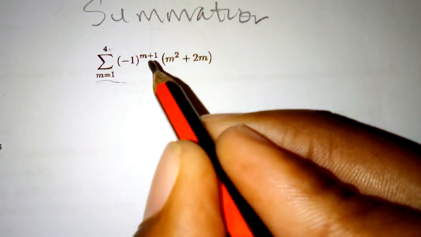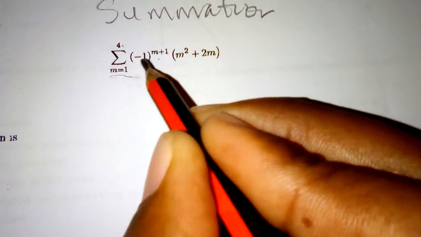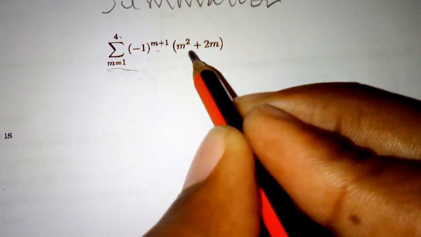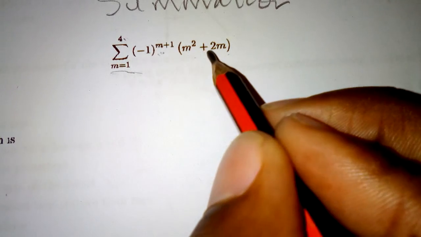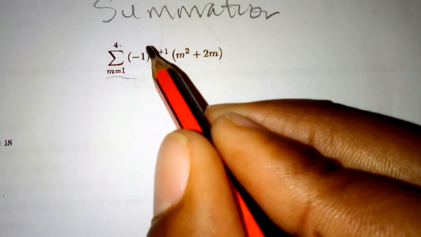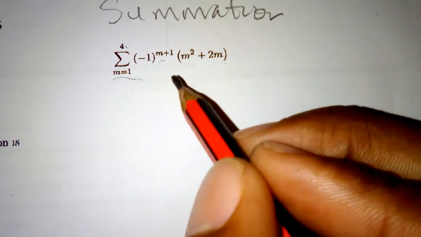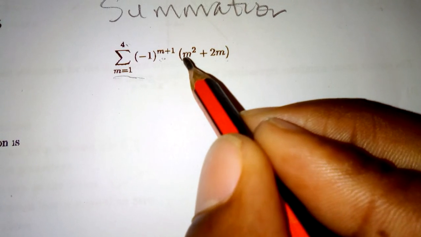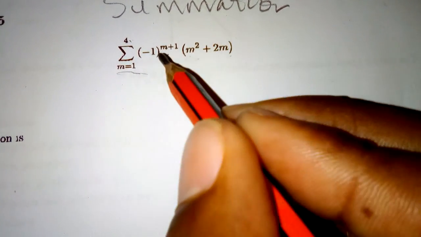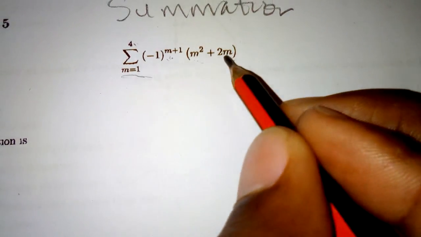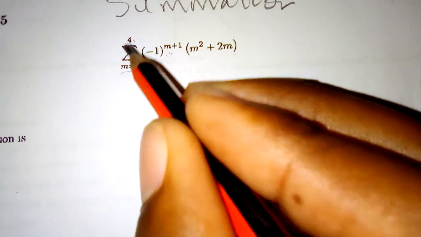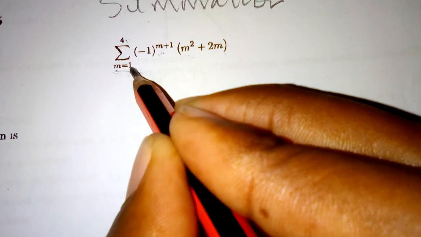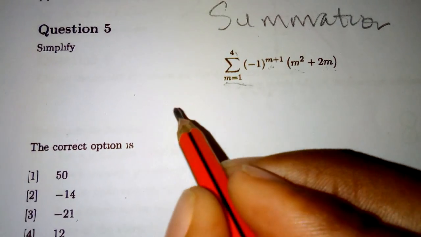So it means wherever there is m, we're going to calculate when there is 1. And wherever there is m, we're going to calculate when there is 2. And wherever there is m, we're going to calculate substituting by 3. And wherever there is m, we'll calculate substituting by 4, because our finishing point is 4 and our m is starting at 1. So you're going to do it like this.